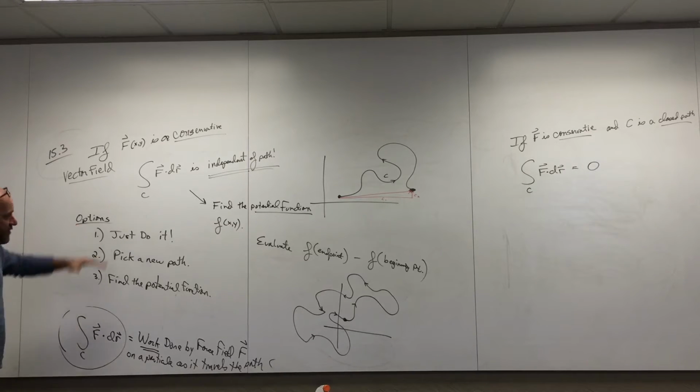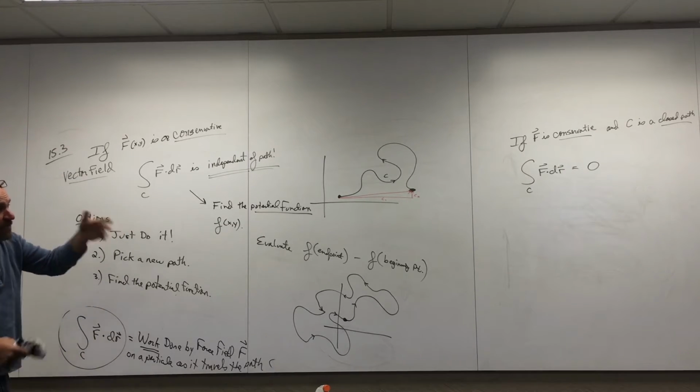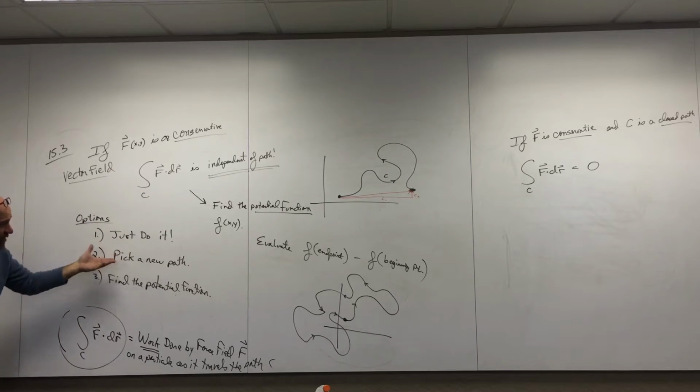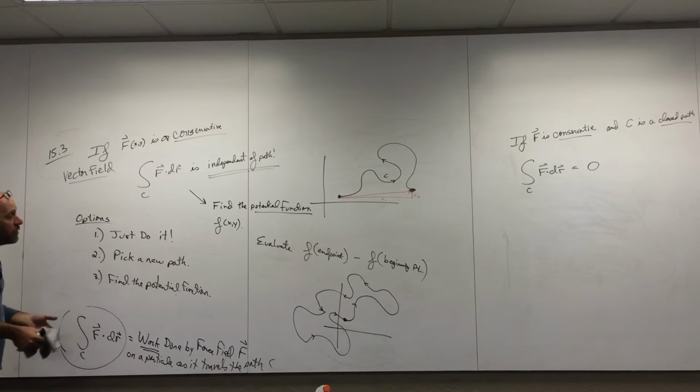And if it's a closed path, you wouldn't do any of these. Again, if it's a closed path, you just say the answer is 0. You don't do any of these. So if it's not a closed path, then you got more options. You pick a new path, or you go do this. This is good stuff. I want to do a problem or two.